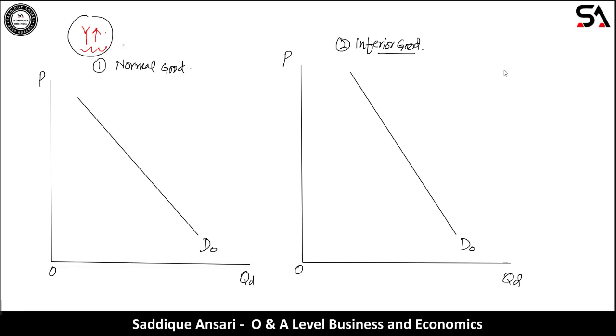Now what will happen when income will increase? Income is a non-price factor. So non-price factor means that will be a shift in the demand curve. In case of normal goods, the demand curve will be shifting towards right, and in case of inferior goods, demand curve will be shifting towards left. For normal goods, there will be rise in demand, and for inferior goods, there will be fall in demand.